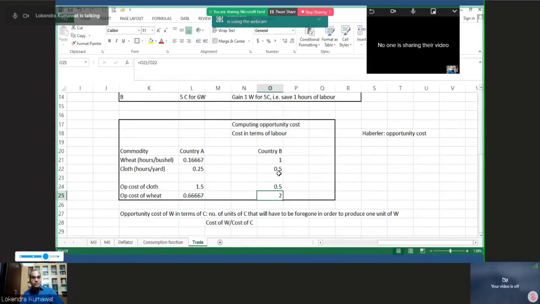Okay, the opportunity cost of wheat is more in country B, less in country A. Opportunity cost of wheat is less in country A. Country A has comparative advantage in terms of wheat. So, for wheat, it should be produced by country A.